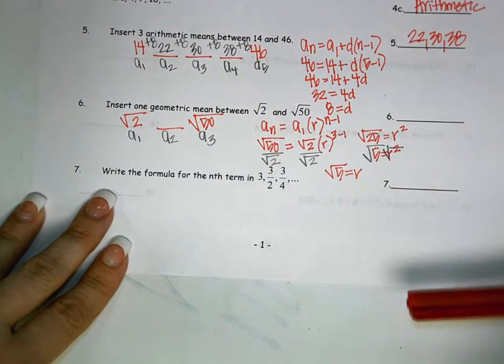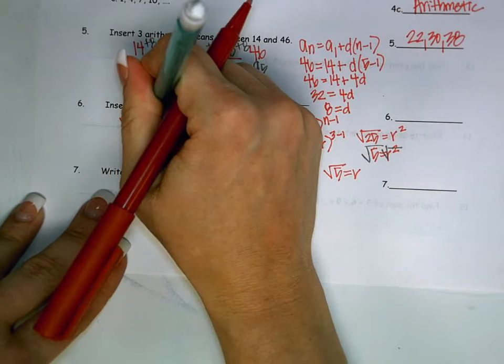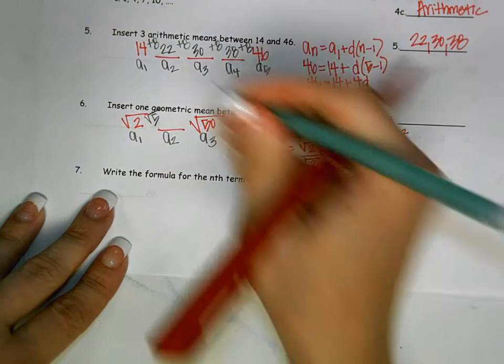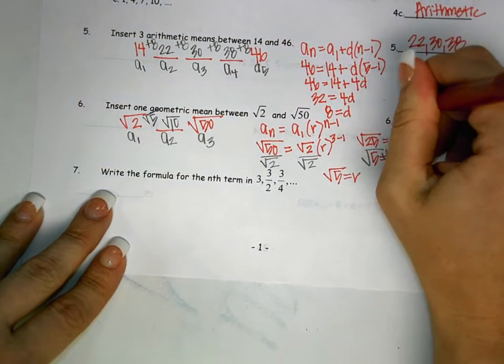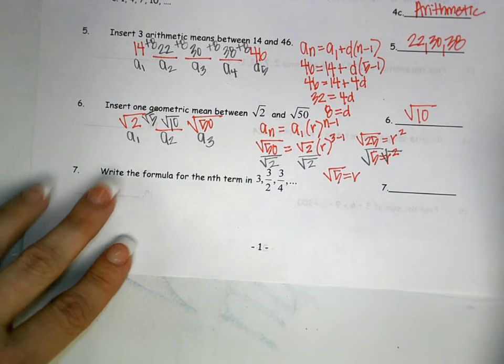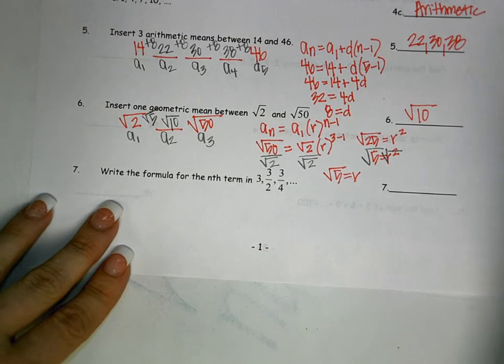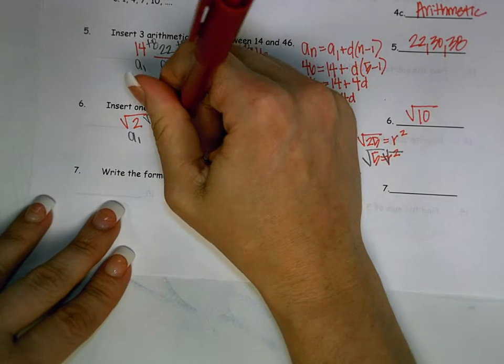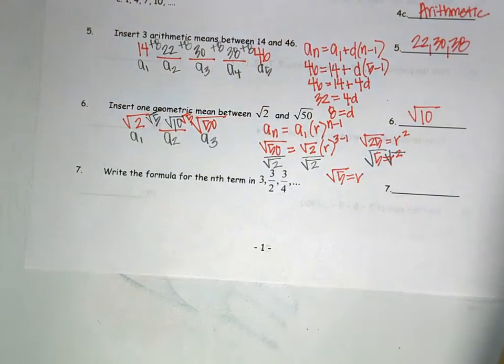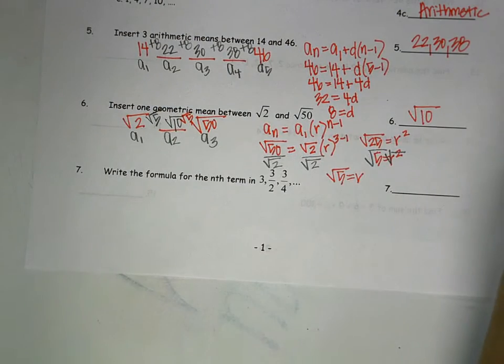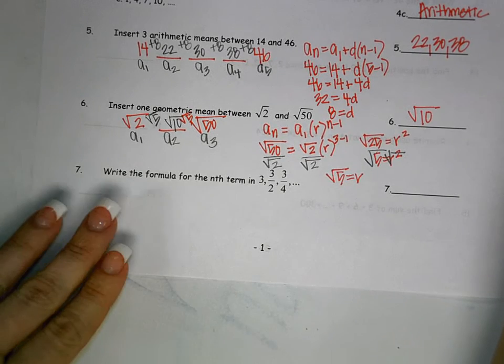The ratio means you're going to multiply. So if we multiply by root 5, your actual next term is root 10. Okay, so the one geometric mean in between is root 10. You can check this. If you multiply root 10 by root 5, you would also get root 50. So that does work that way as well. You can always check your answers.